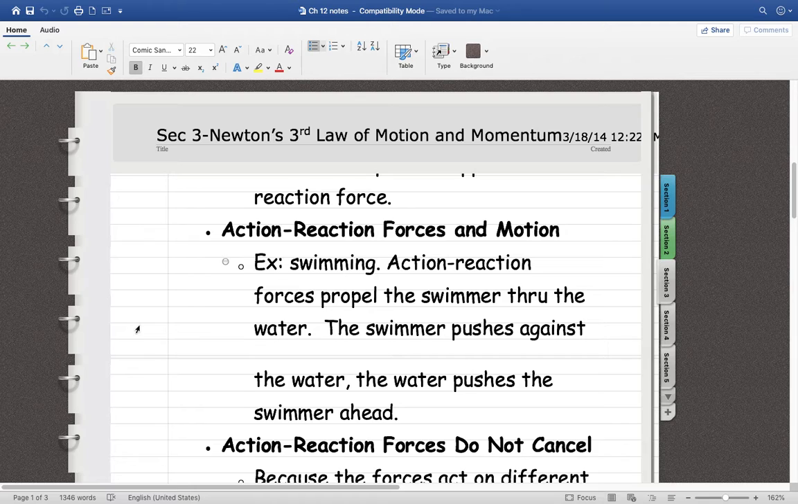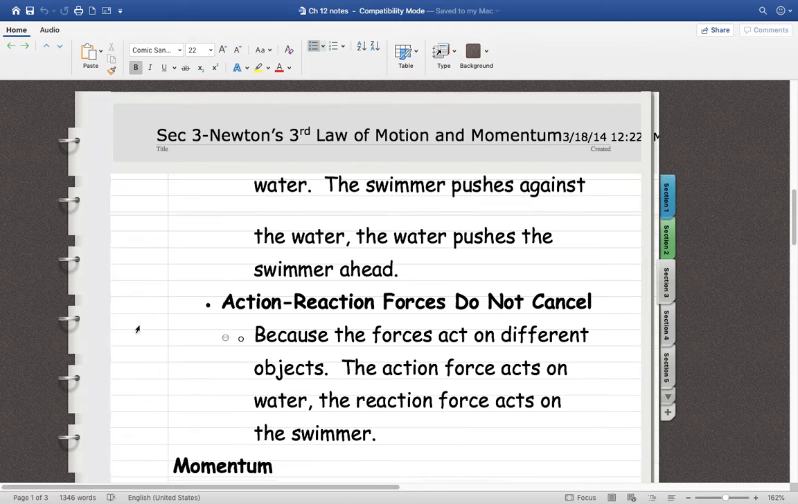For example, swimming. The action-reaction forces propel the swimmer through the water: the swimmer pushes against the water, so the water pushes the swimmer ahead. If I'm doing freestyle, that's like the crawl stroke, as I pull my hand through the water, I'm pushing the water back, and then the water is propelling me forward. So that's my equal and opposite reaction.